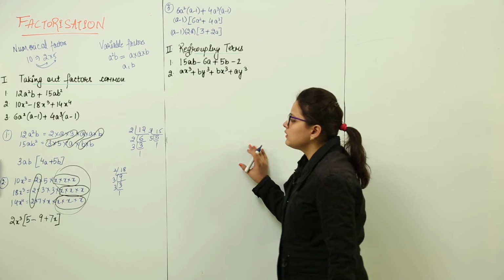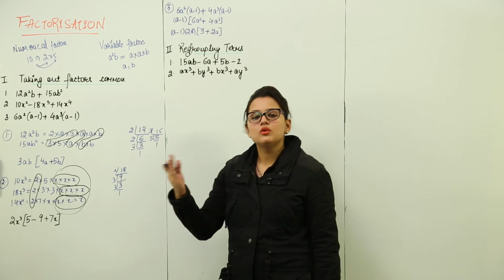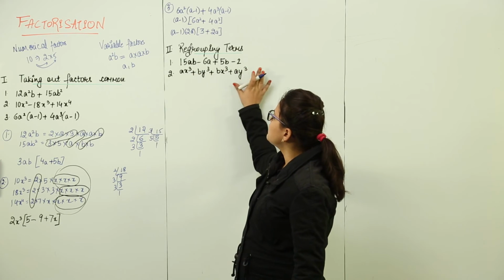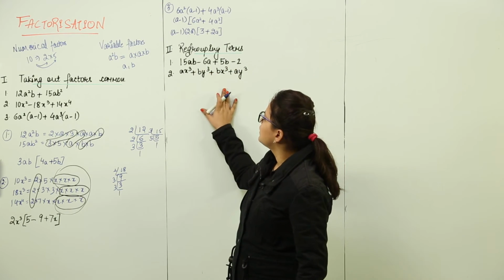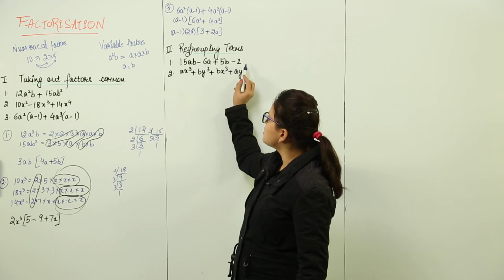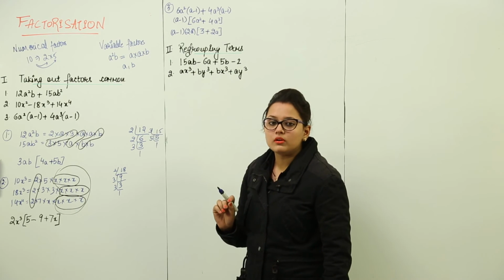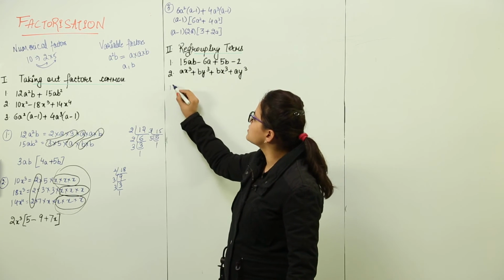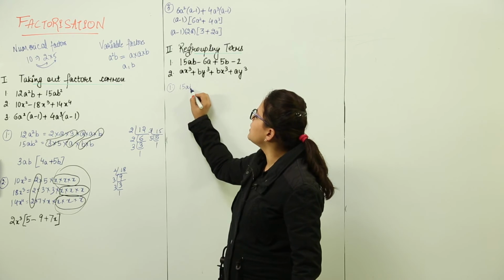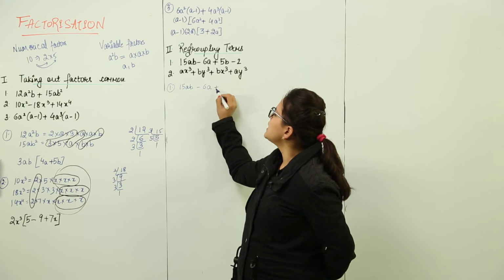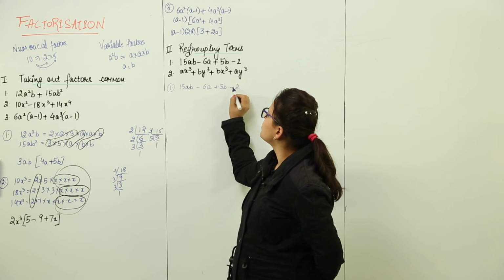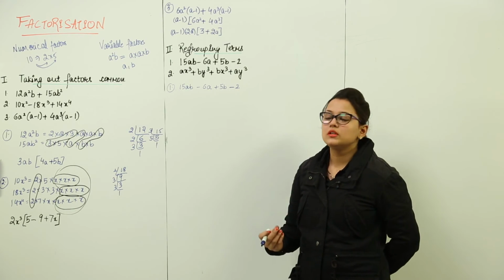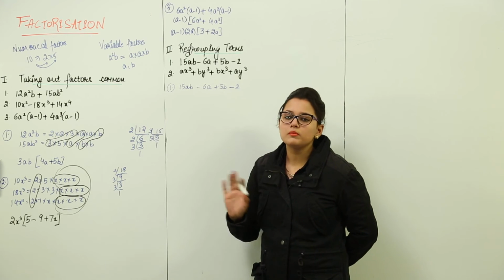But there is another method also in which we can do the regrouping of the terms. That means we can rearrange the terms. Now see, we have these many terms here. If you check, all these terms are not having anything common. We want something common in all the 4 terms. Let us do the first question, that is 15ab minus 6a plus 5b minus 2. We can check here that all the 4 terms are not having anything common. Now we cannot use that taking out common method here.